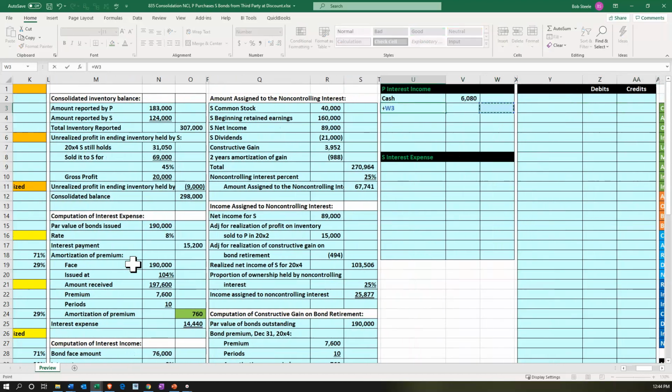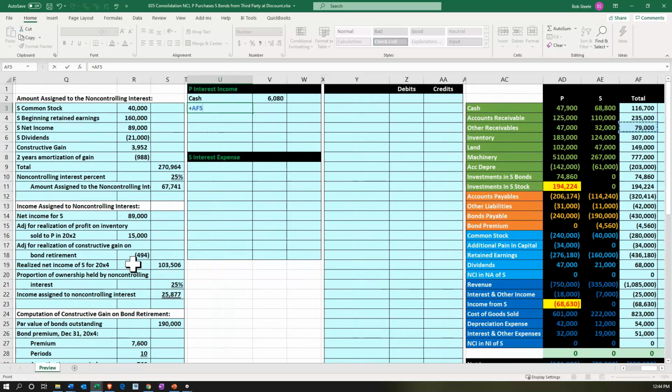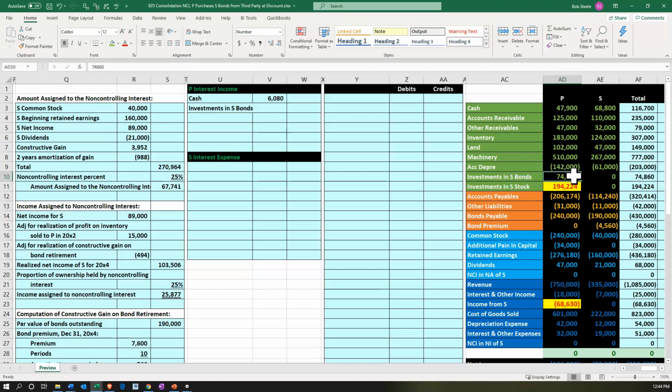Now then we're going to record the investment in the bonds. So the investment in the bonds is here. Notice the investment in the bonds is on P's books because they're the ones that purchased the bonds. And then on S's books, we have the bonds payable. They're the ones that issued the bonds. They have the bonds payable and the premium over here.